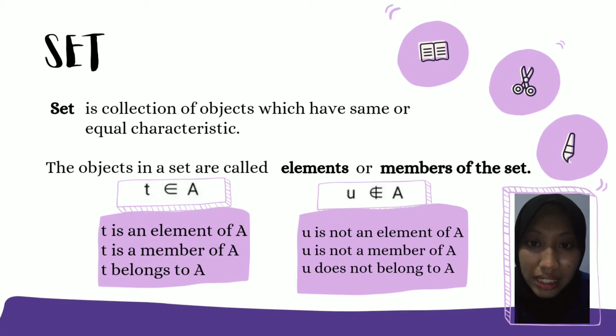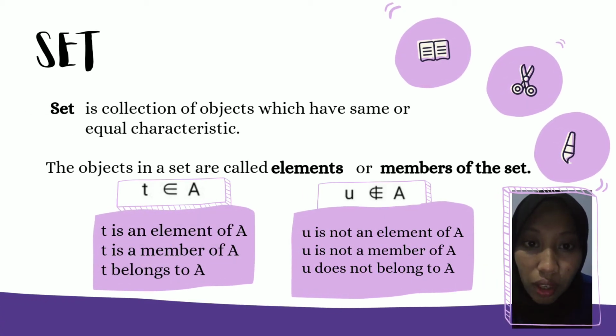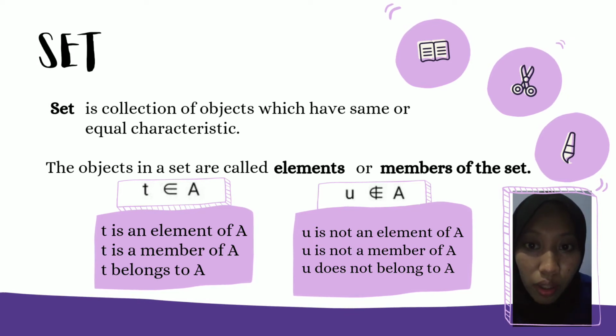The next material is set. A set is a collection of objects which have some or equal characteristics. The objects in a set are called elements or members of the set. Here is the symbol of the element. T is an element of A, or T is a member of A, or T belongs to A. The opposite is U is not an element of A, U is not a member of A, or U does not belong to A.